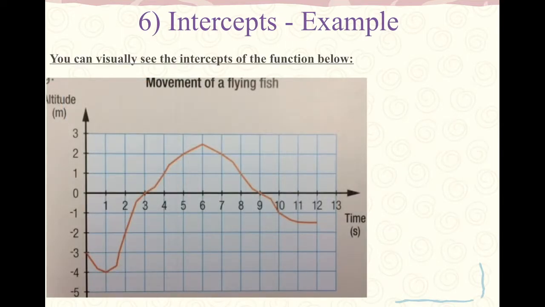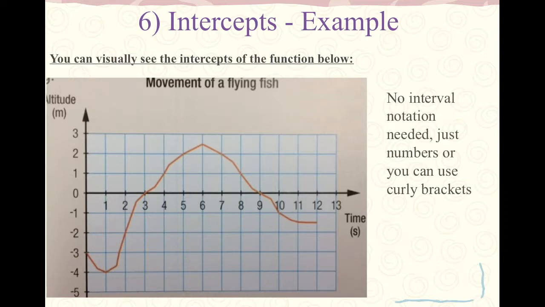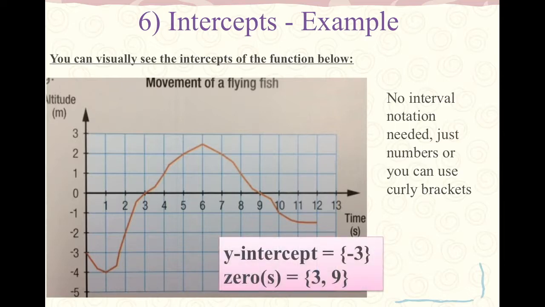So here's an example. Visually, I can see here that there are two zeros and one initial value. No interval notation for this, kind of like min and max, except it's encouraged that you could maybe use curly brackets. In this case, the y-intercept is negative 3. So we put curly bracket negative 3, but there are two zeros. It crosses the x-axis at 3 and 9. So we just write 3, 9. It's possible that sometimes you only get 1 zero, but in this case we have 2.